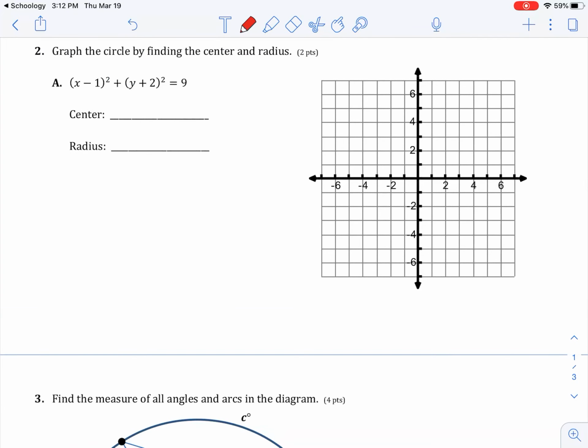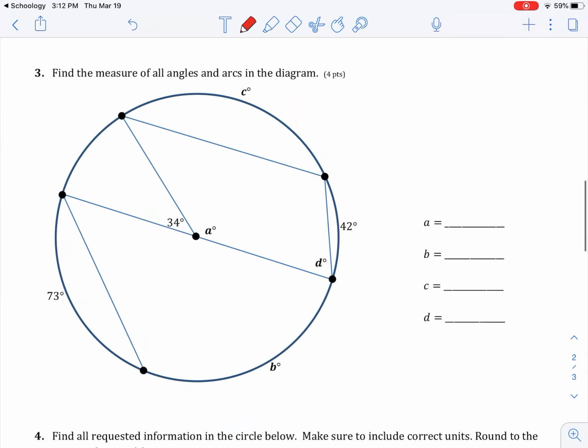Okay, next one, graphing the circle. Your center is (1, -2). This is r squared, so r is 3. Graph (1, -2), and then right 3, left 3, up 3, down 3. Okay. All right, next one.